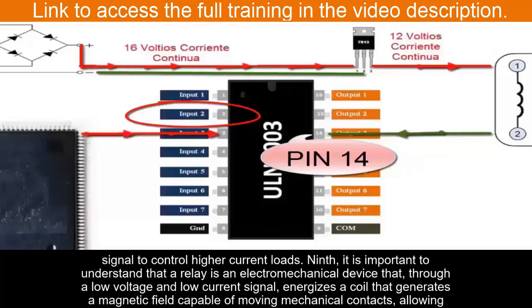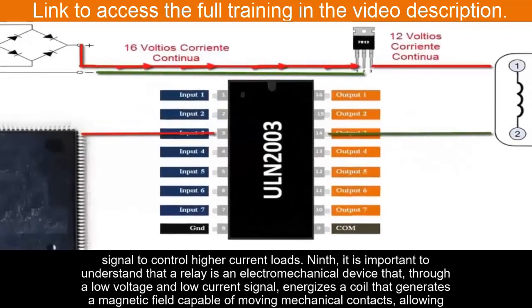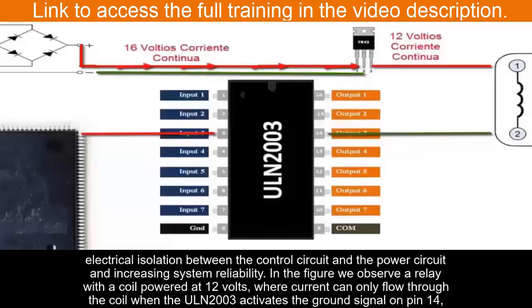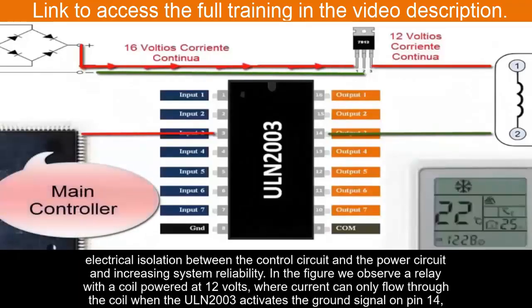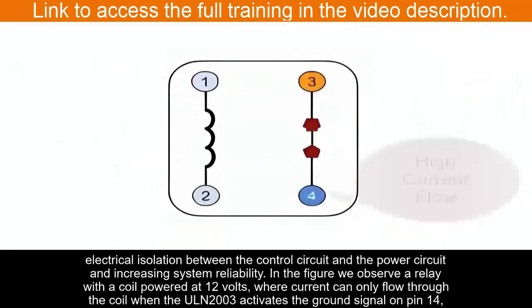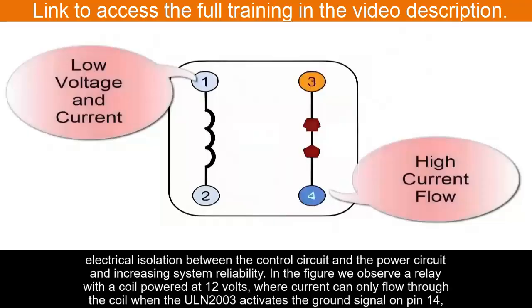Ninth, it is important to understand that a relay is an electromechanical device that through a low voltage and low current signal energizes a coil that generates a magnetic field capable of moving mechanical contacts, allowing electrical isolation between the control circuit and the power circuit, and increasing system reliability.